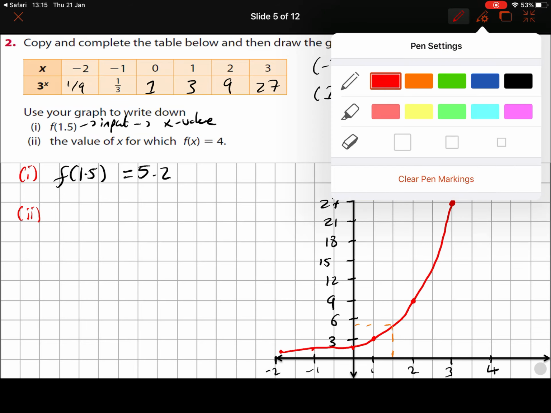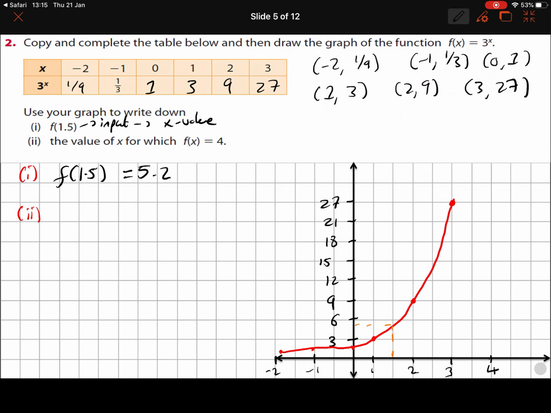The next one, part 2. The value of x for which f of x is equal to 4. So this is an output. So this is your y value. So you're going to go to the y-axis here and go to 4. So try to get it as best you can. So like that's going up in 3, so kind of 4 will be about here. And then go down. So it's about 1.3 there. So about 1.3. Okay. So that's the answer to that one.